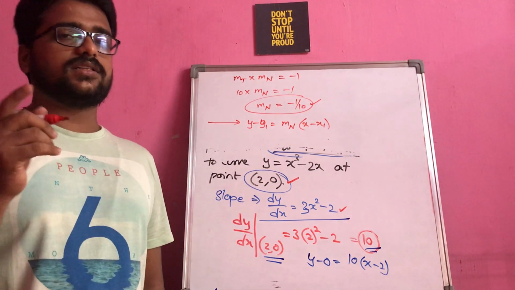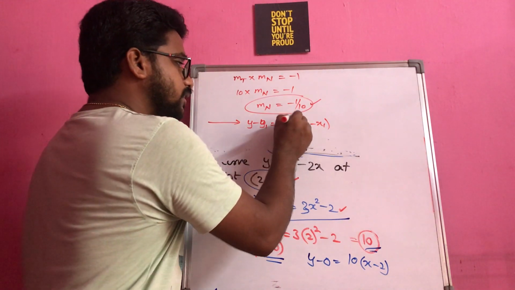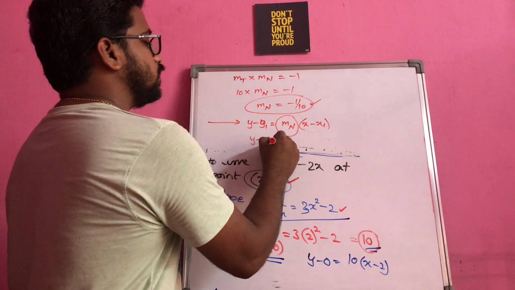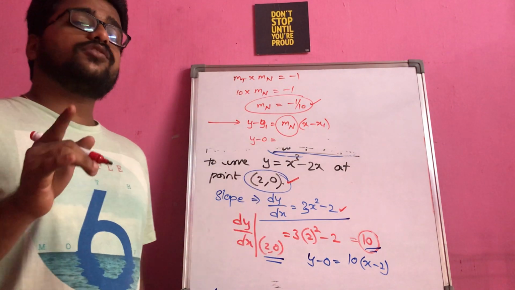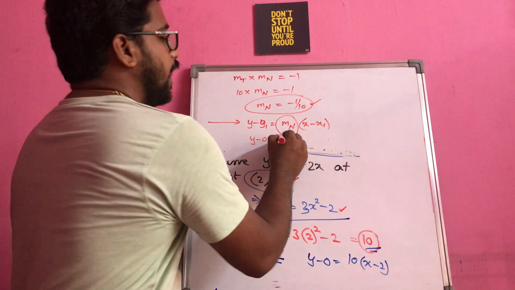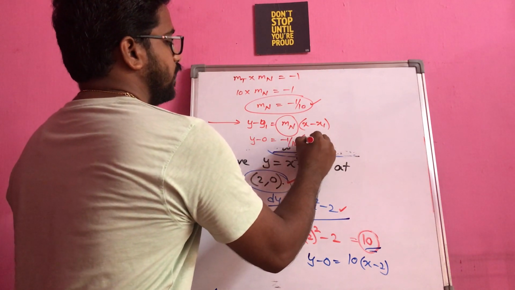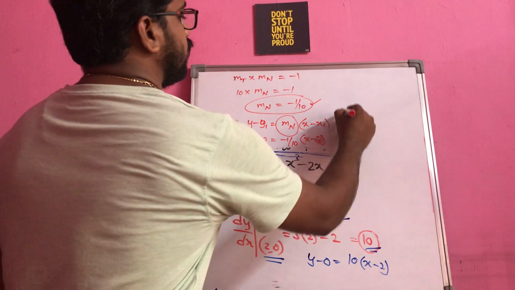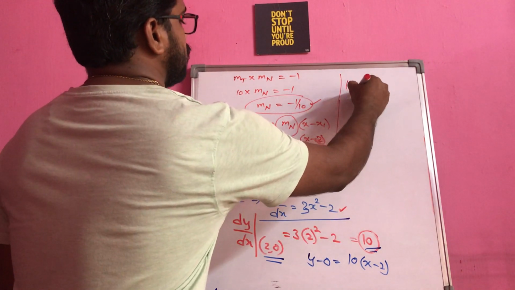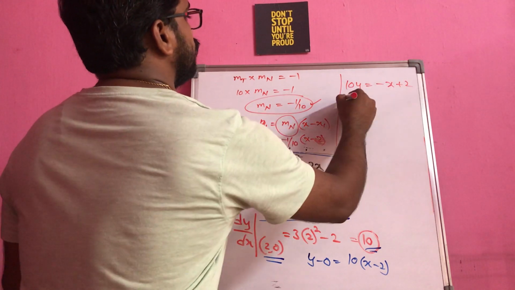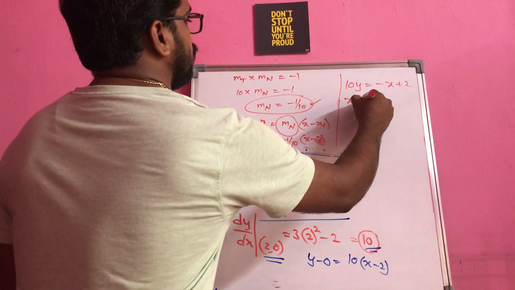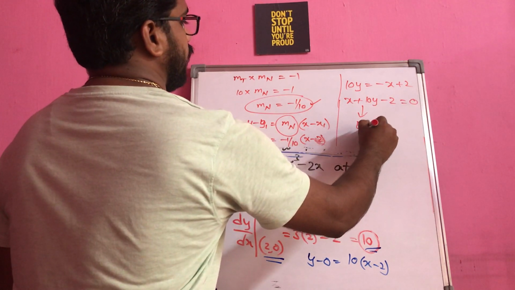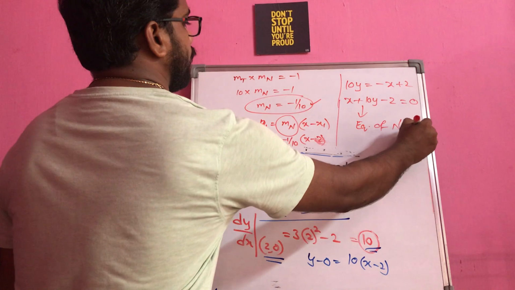But the only thing is, it depends on which equation you are finding. Is it a tangent or is it a normal? Depending on that, this slope value will change. So if I substitute, y minus 0 is equal to, as I am trying to find the equation of a normal, I have to substitute the normal slope, times x minus x1, which is nothing but 2 here. If I further simplify this, I will get 10y is equal to minus x plus 2. So sending everything to one side, x plus 10y minus 2 is equal to 0. This is the required equation of the normal.